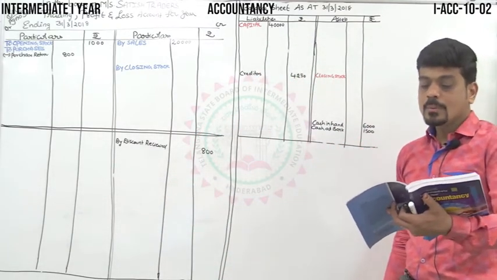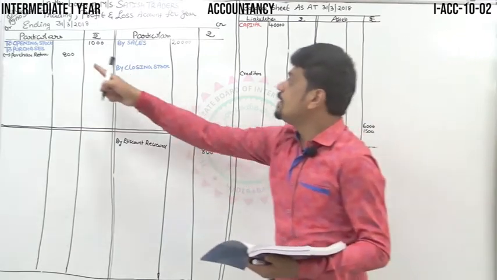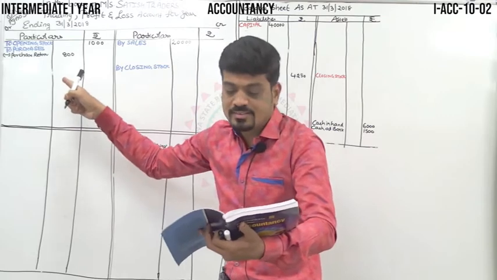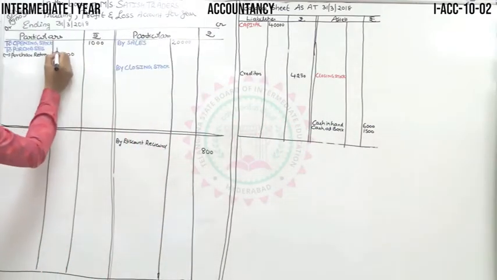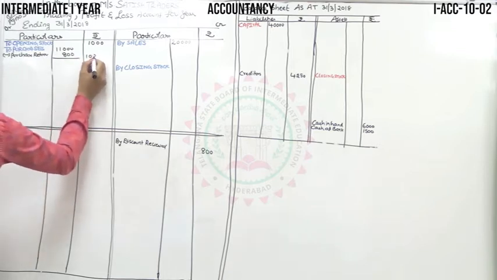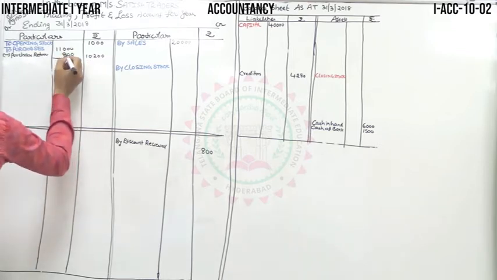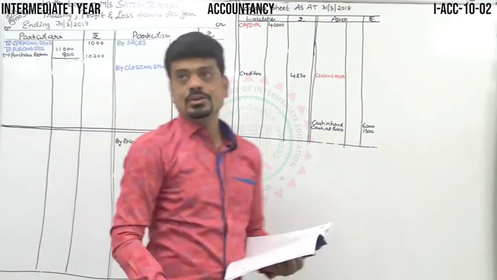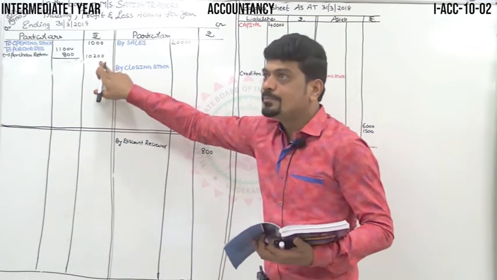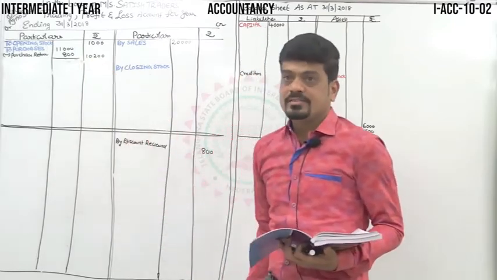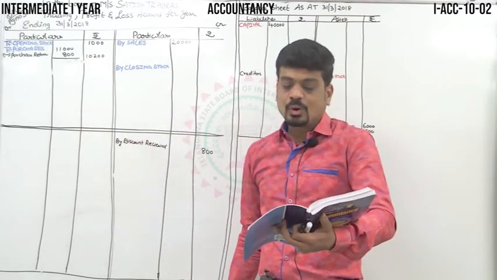Then they gave you purchases. Already we wrote purchase in the trading account. We'll fill the amount. How much is the purchases amount? It's 11,000. If I subtract, I get 10,200. If you want, you can subtract here also. I have subtracted 10,200. This is called net purchase: gross purchase, return, net purchase.